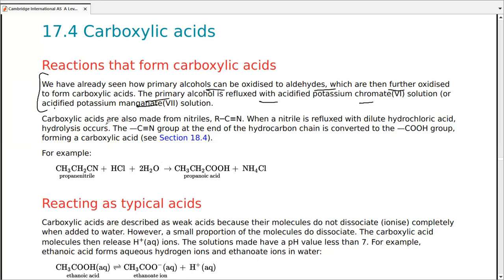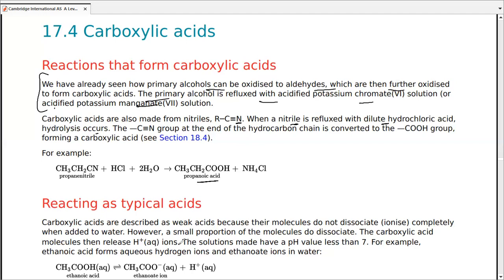So let's discuss it. Carboxylic acids are made from nitriles. When a nitrile is refluxed with dilute hydrochloric acid, hydrolysis occurs and we make the acid. Now remember, we have studied that we can also go with this hydrolysis with an alkali, not with an acid. In that case, it would be different. We're not going to produce the carboxylic acid. Instead, we are going to end up with its sodium salt. But we tend to go with forming carboxylic acids, and that's how the reaction goes.